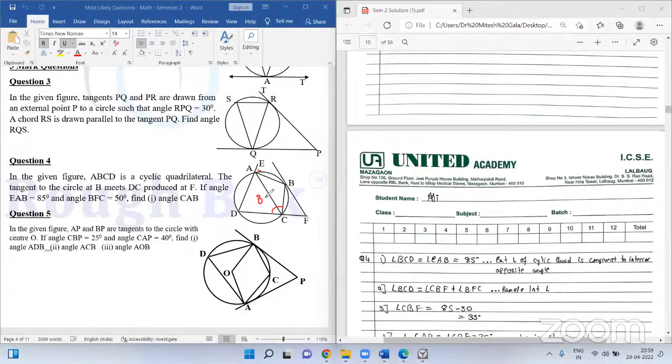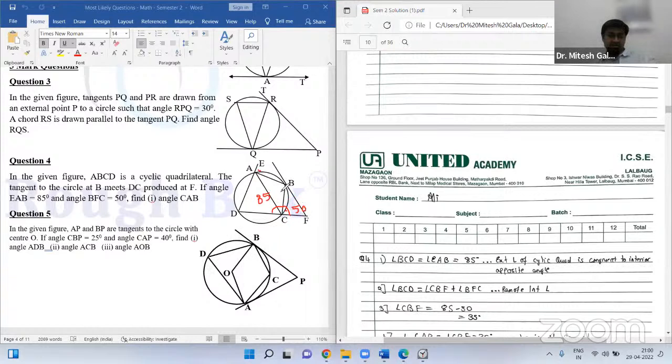Yes, sir. Okay, and then? So now angle CFB is given as 50. So we'll calculate angle CBF by the exterior angle property of a triangle. Okay, so this is given to you as 50. And then by exterior angles, we'll get this angle as 35. Yes, sir. And now, sir, angles in alternate segments. Very good. You will get this 35.